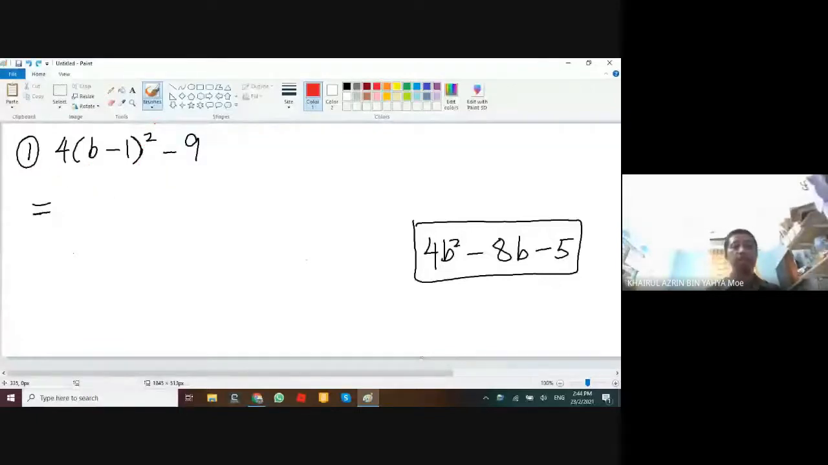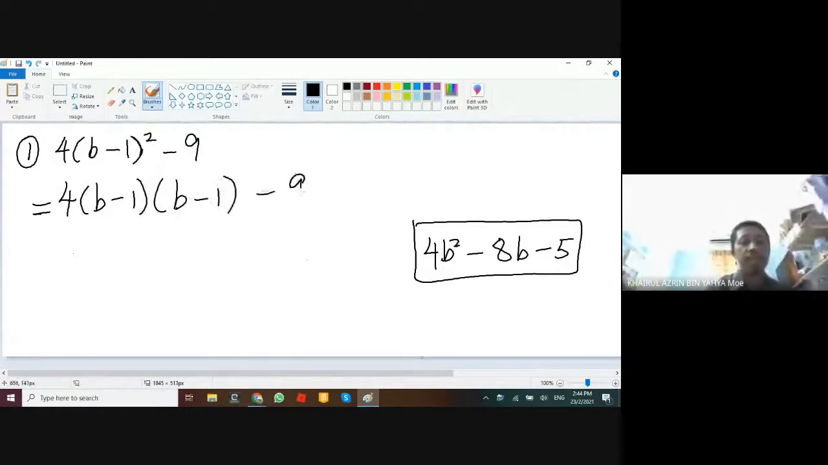Okay, how? Meaning we write like this. Oh, sorry, I use black. 4 cannot multiply inside the bracket, but you can write like 4(b minus 1)(b minus 1) minus 9. Meaning b minus 1 we times 2 times, because it is square. Now you can multiply 4 inside the b minus 1, or you can expand b minus 1 times b minus 1. Either one.